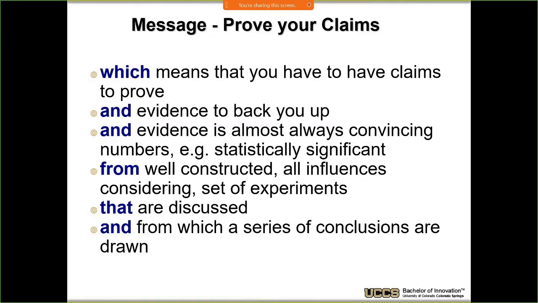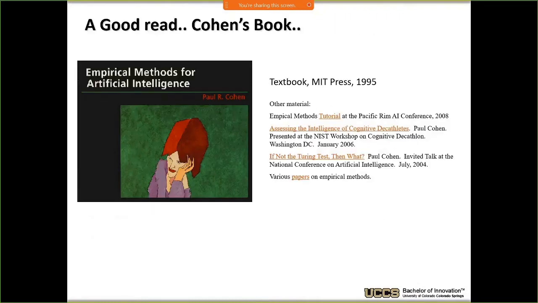And evidence that's almost always going to be the most useful is stuff that's statistically significant. We'll talk a little bit about that this class, and then next class we're going to cover statistical significance. We want to have well-constructed experiments, considering all the things that can go on inside of experiments, which is what we're going to talk about today, that are then discussed and from which you can draw a set of conclusions. So today we're focusing on how we talk about what makes good experiments and how I design good experiments for computer science, modulo the statistics piece, which we'll get to in the next week.